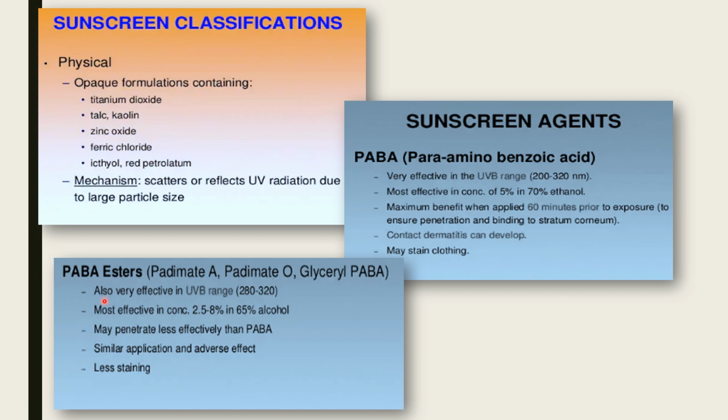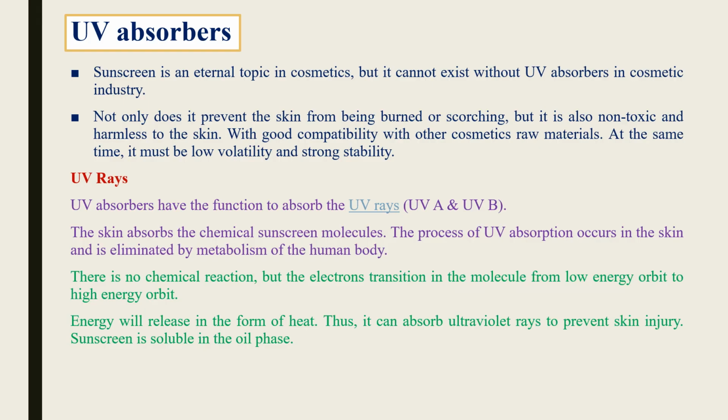Another agent is PABA esters, Padimate A, Padimate O, or glycerol PABA, which is also effective in absorbing the UV rays. It penetrates less effectively than the previous para-aminobenzoic acid, has similar applications and adverse effects, and is less staining. So these days, when we are talking about sunscreen, it is not a new topic. It is an eternal topic.